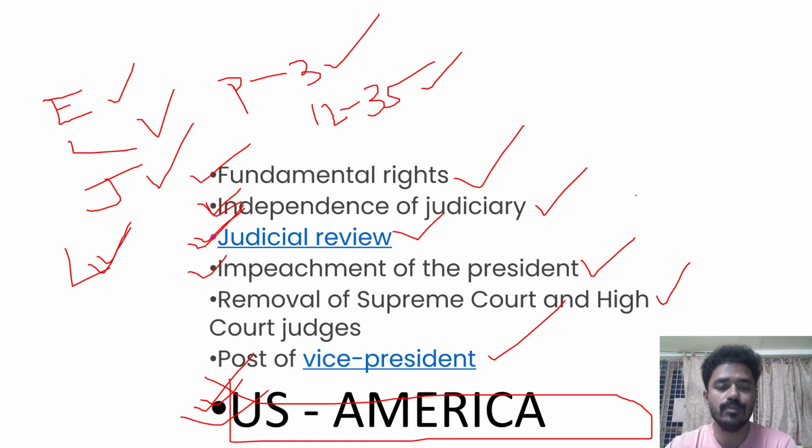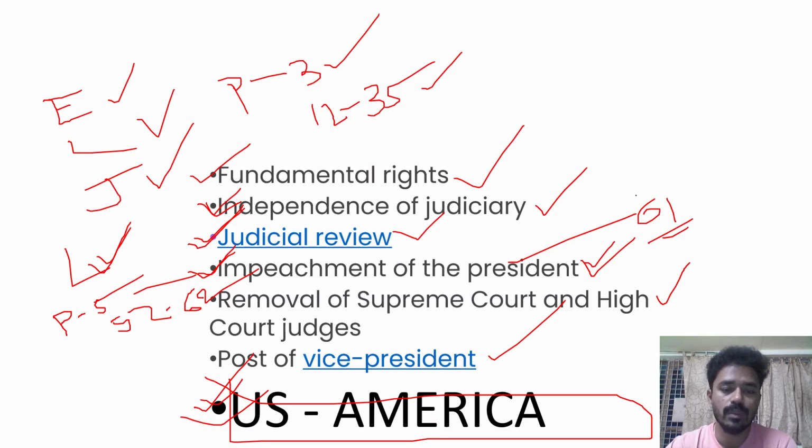And next one, the impeachment of the president. Impeachment of the president means we can remove the president if he is incapable of the post. There are certain conditions by which the president can be impeached. Note the point that the president-related articles are in Part 5 of the Indian Constitution. Articles 52 to 62 deal with the president. In that, impeachment of the president is dealt with by Article 61.